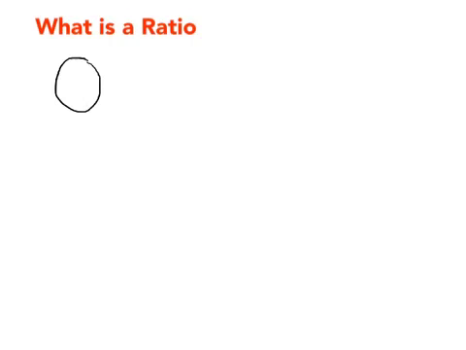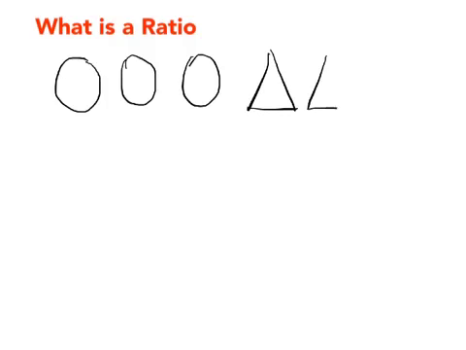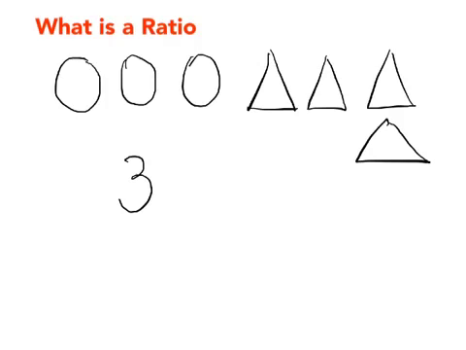I'm drawing some circles. And then I'm also drawing some triangles. How many circles do I have? 3. And how many triangles do I have? 4. Now I want to compare the number of circles that I have with the number of triangles I have. There are 3 circles and 4 triangles. Now how do I represent this as a ratio?